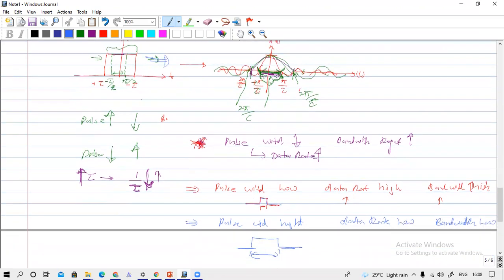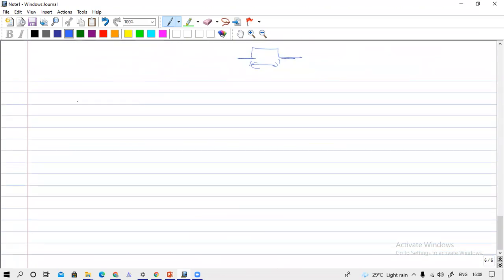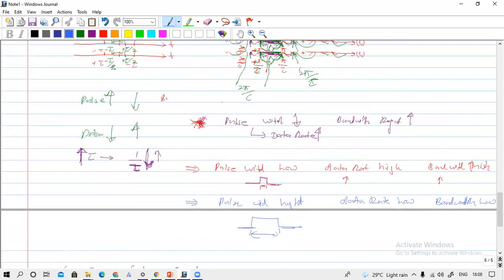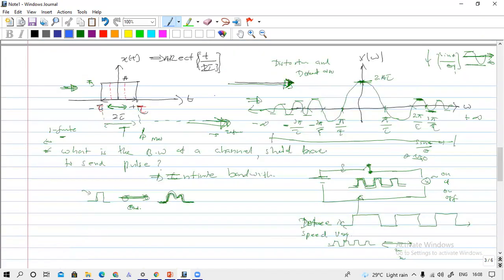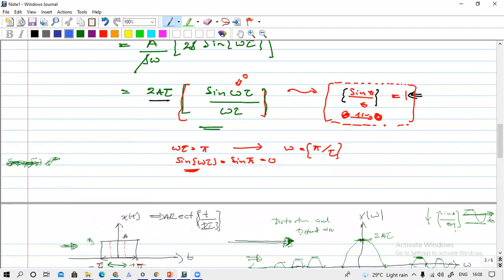Now, what is our problem? We have to evaluate the sinc function spectrum. I forgot to tell you this thing. This part, sine omega tau by omega tau, we represent as sinc signal. So this is sinc omega tau. Okay, correct.